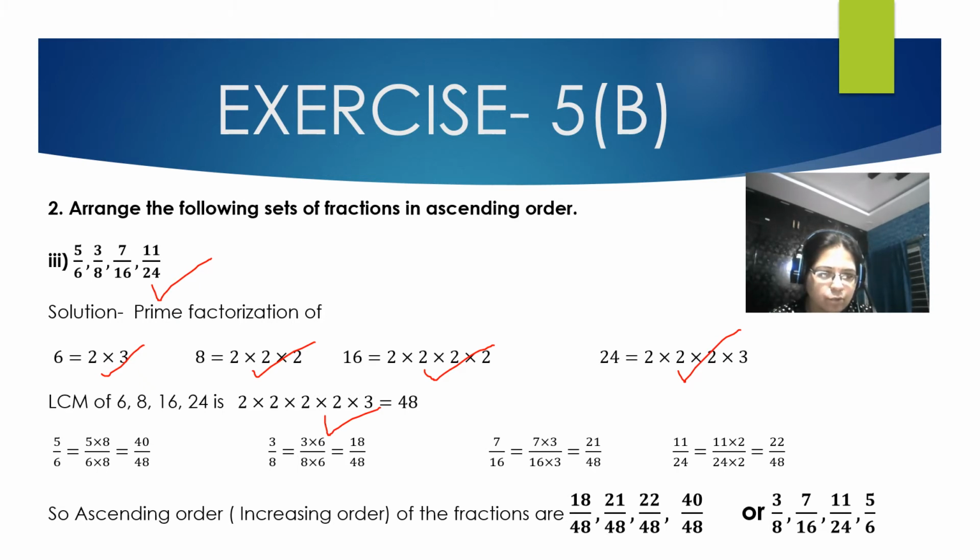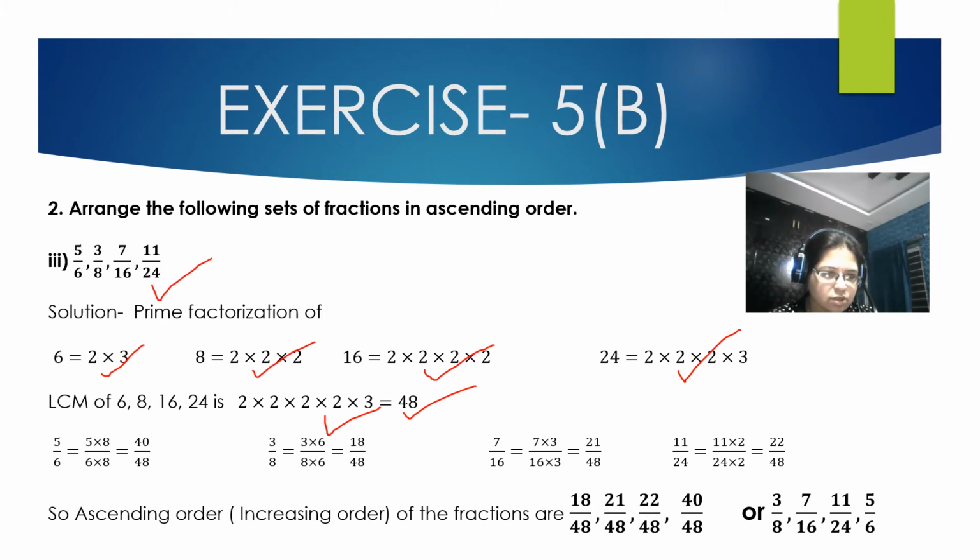So we multiply 2 by 2 by 2 by 2 by 3, and we get 48. 16 multiplied by 3 is 48. So the LCM of 6, 8, 16 and 24 is 48. Now we have to convert these unlike fractions into equivalent fractions.